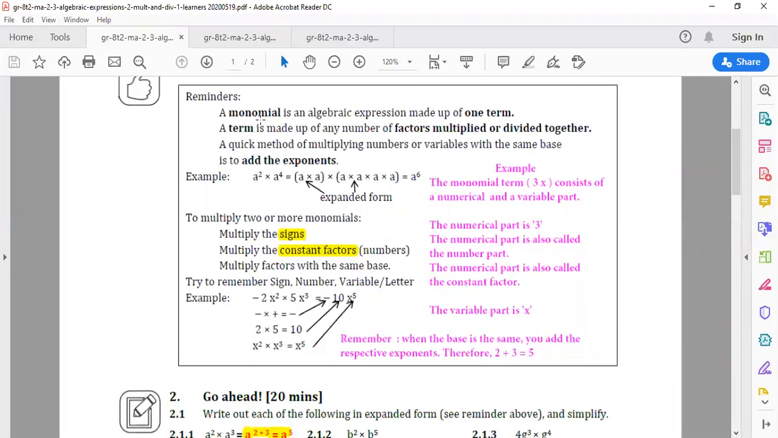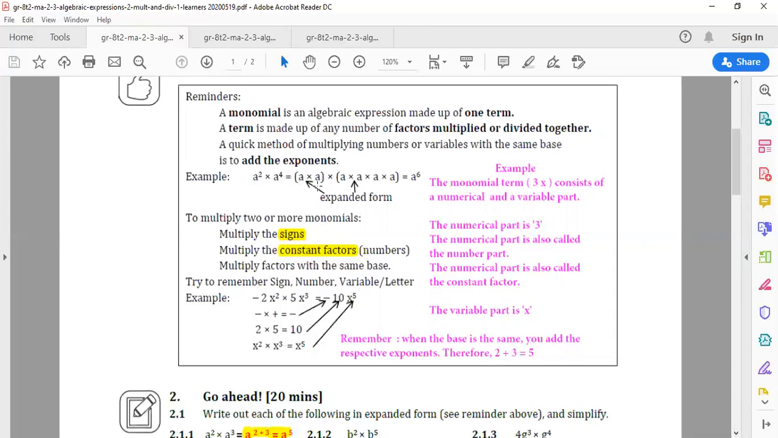a monomial is an algebraic expression made up of one term. And a term is made up of any number of factors multiplied or divided together. A quick method of multiplying numbers or variables with the same base is to add the exponents. In the following example, you are given a squared multiplied by a to the exponent 4.